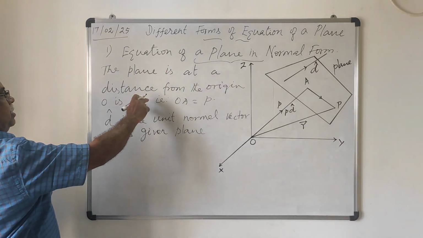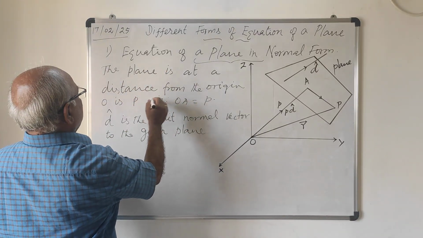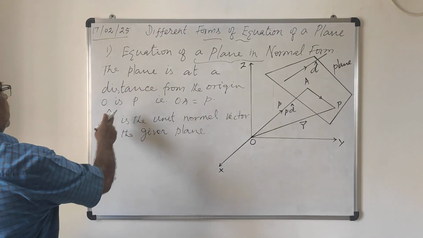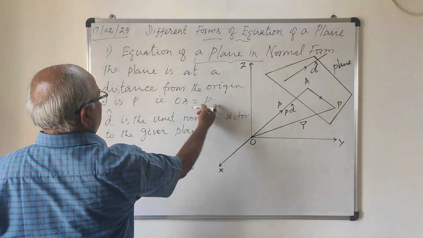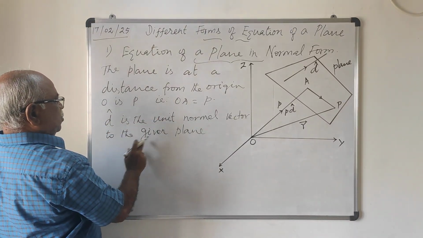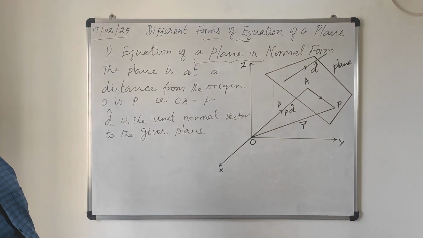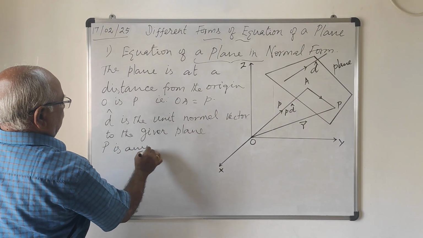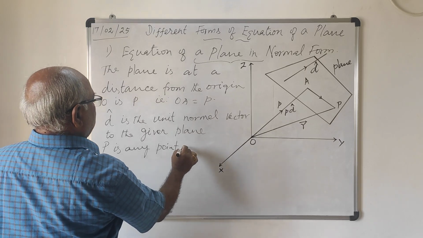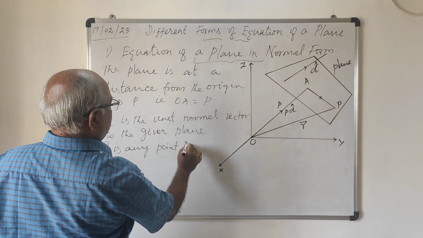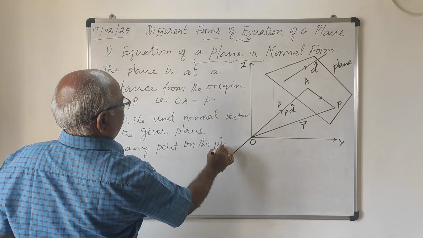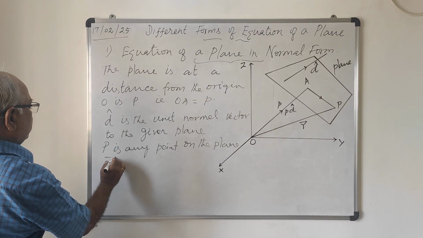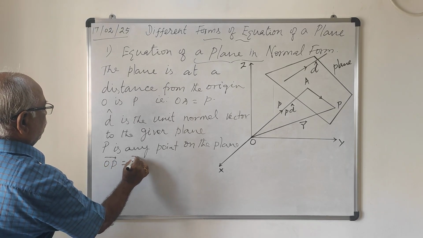The plane is at a distance p from the origin, that is, OA equals p. d cap is the unit normal vector to the given plane. And P is any other point on the plane, whose position vector OP is r vector.